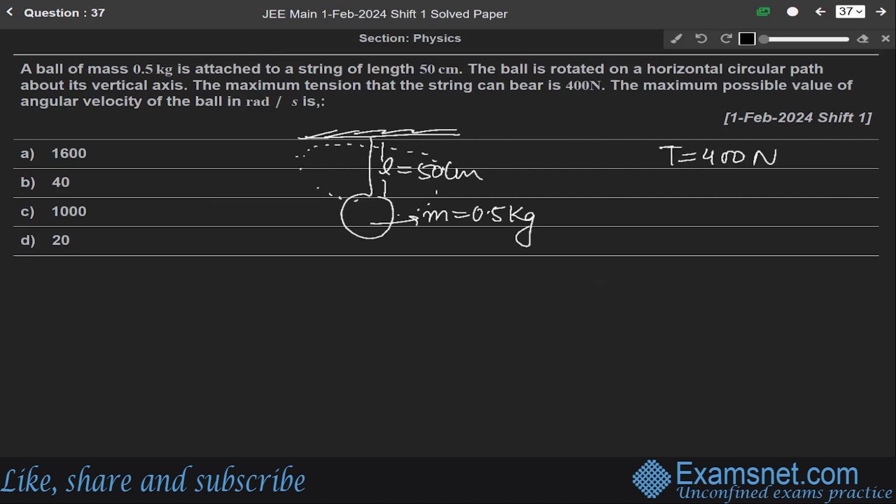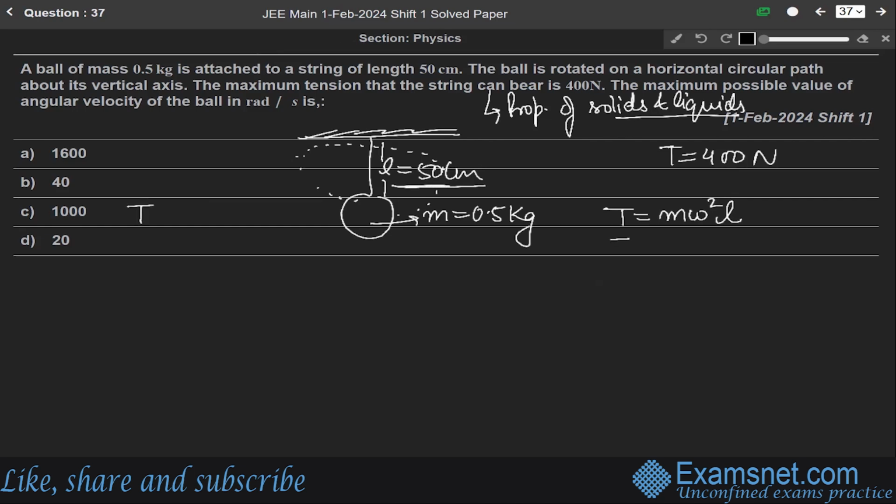Okay, so this question is from the chapter of properties of solids and liquids. We have to find the angular velocity. So we know that tension is equal to mass into angular velocity square into L. Okay. So L is the length, this length.